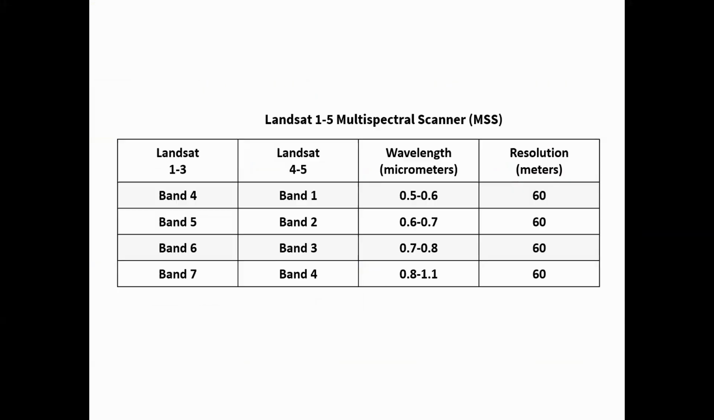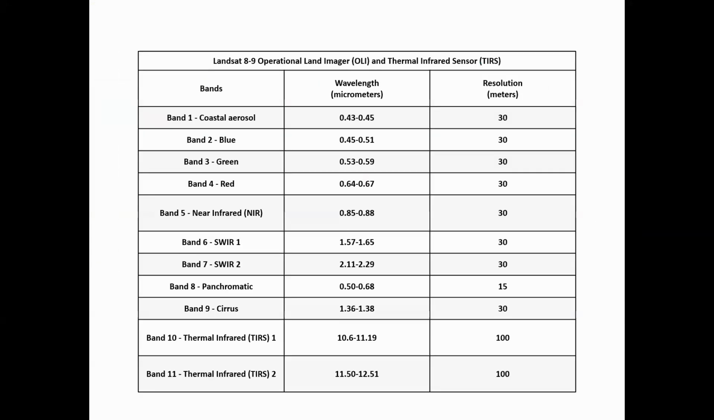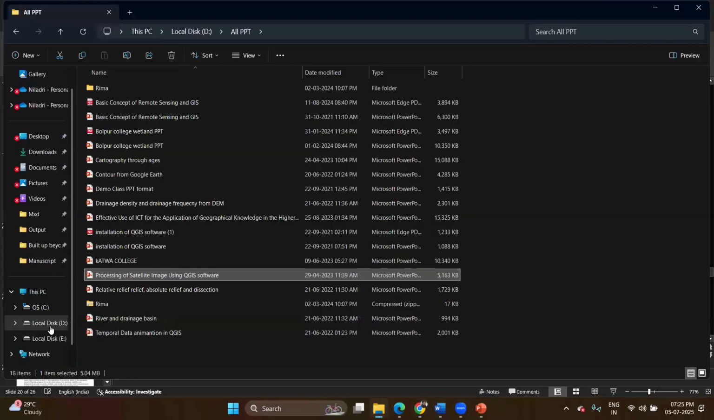Now, coming to the bands of the satellite image. Bands of the satellite image means that when you download any satellite image, you will get it in different band form. It looks like this. I'm showing you one satellite image here.